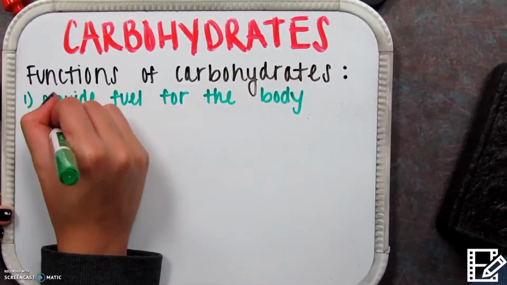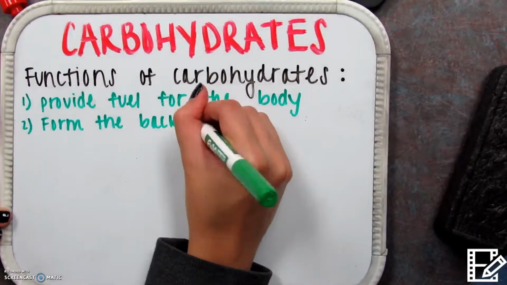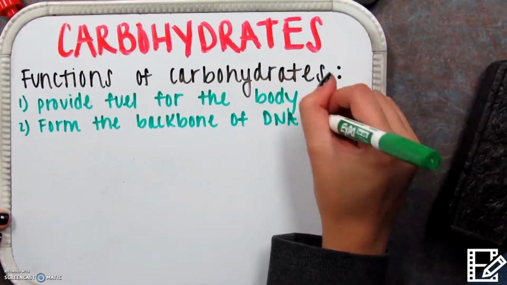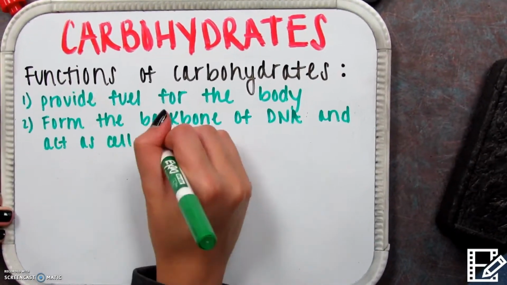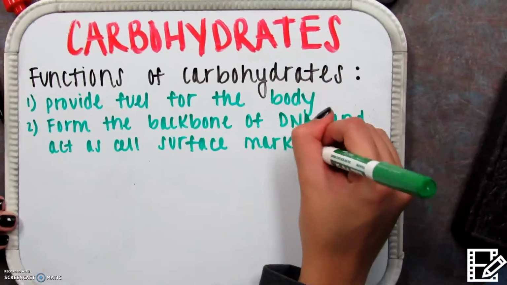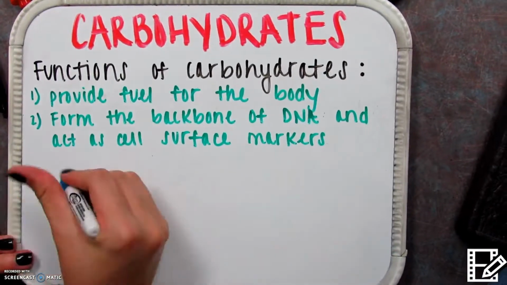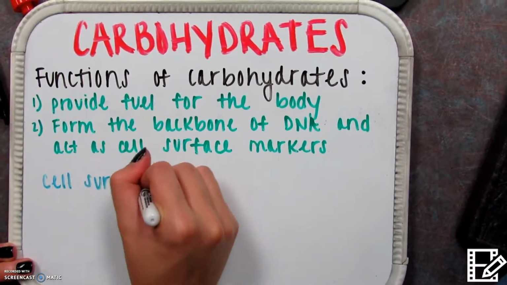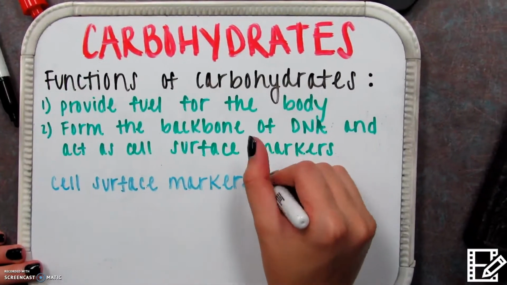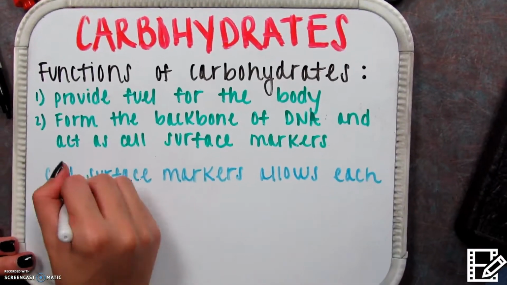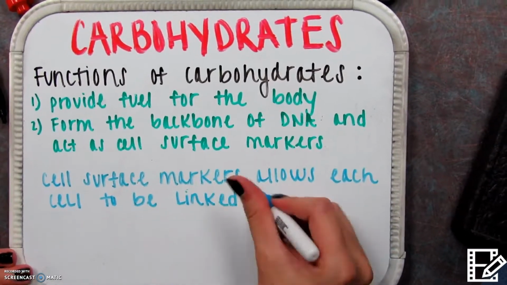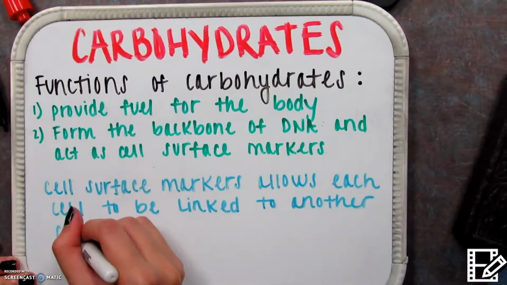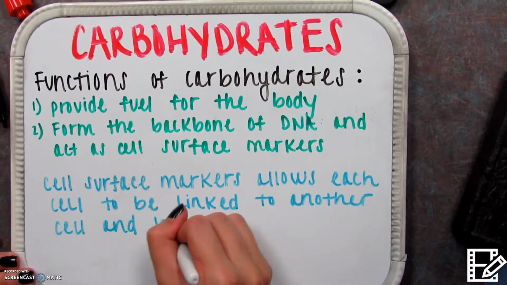The third part of this section is functions of carbohydrates. They provide fuel for the body, they form the backbone of DNA, and act as cell surface markers. It allows each cell to be linked to another cell and helps fight off foreign invaders. These are like ID tags, and they're polar bonds.